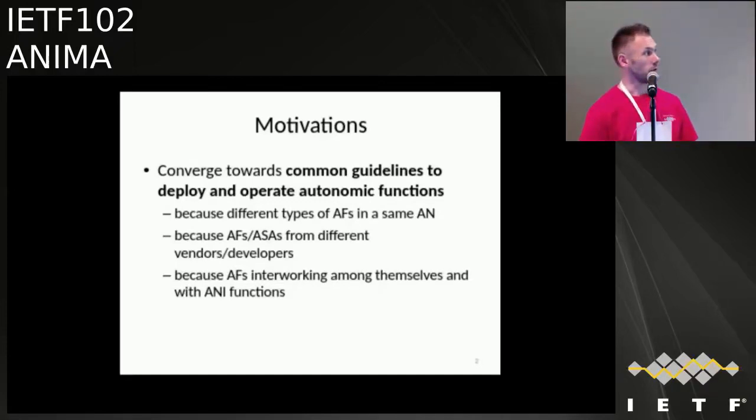Essentially because there are different types of autonomic functions in the same autonomic network, because they can come from different vendors or developers or whatever channels. And also because the interaction between those autonomic functions may have very different schemes. Next slide, please.